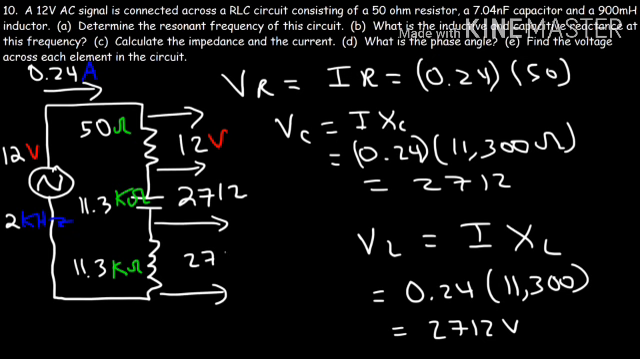Notice that the voltage across the capacitor and the inductor is very, very high. As you can see, it's significantly higher than the voltage of the source. The voltage of the source is only 12 volts. The voltage across the capacitor and the inductor is 2,700 volts. It's much, much higher. In fact, more than 100 times higher. So, very high voltages can be produced in an RLC circuit. So just keep that in mind.